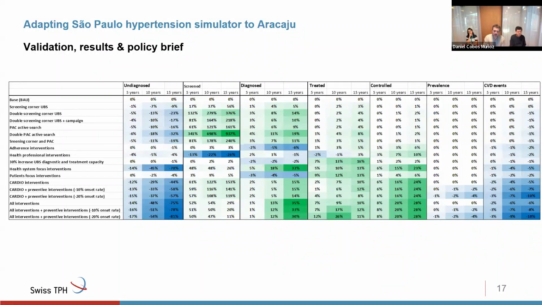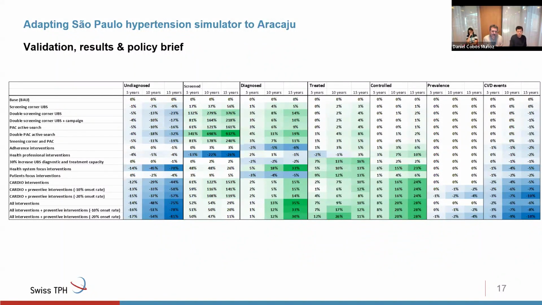Just by looking at this, you can see how some interventions have impact primarily on screening and diagnosis. Some other interventions will have impact all the way to cardiovascular disease events. But you already see what the differences are. And this is already very insightful.